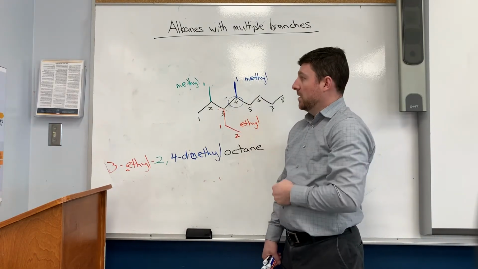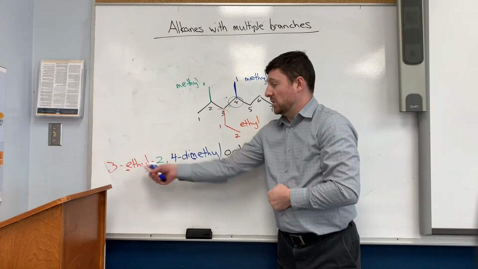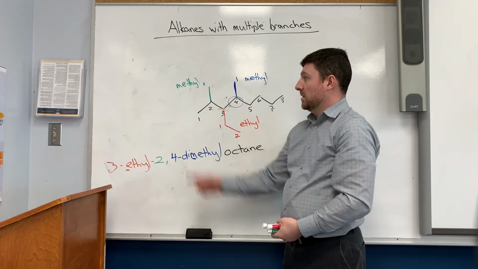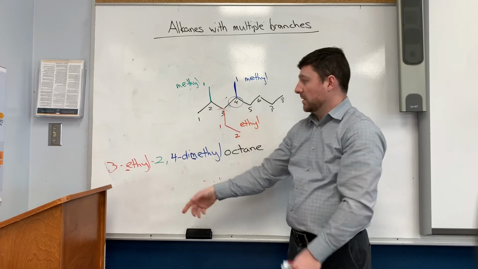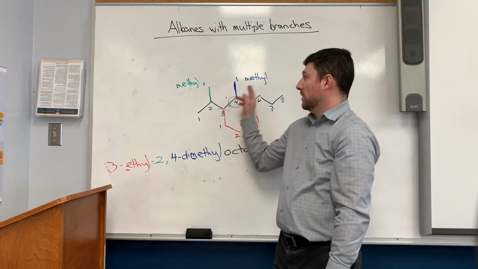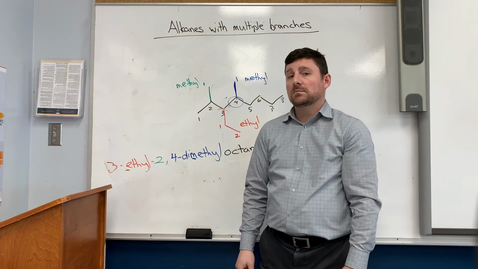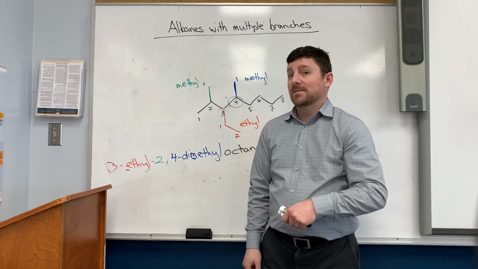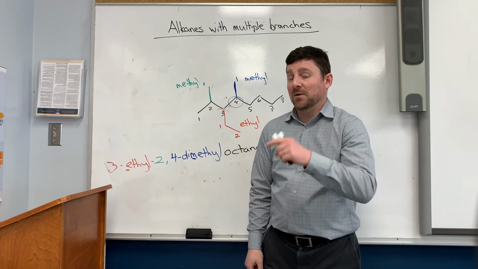Then we put in the position numbers and the branch names alphabetically. So ethyl before methyl. It still gets more complicated. Wait for video 5.